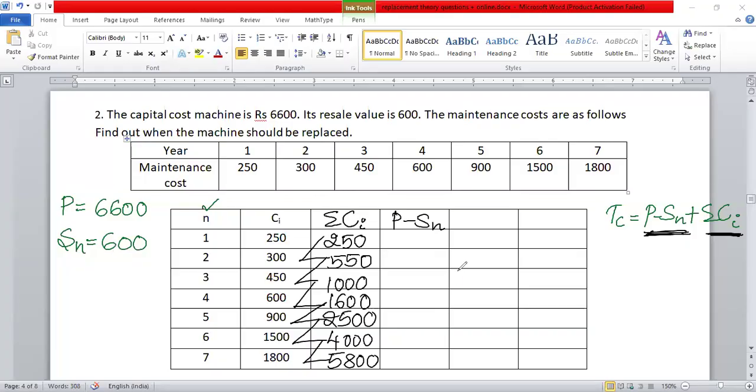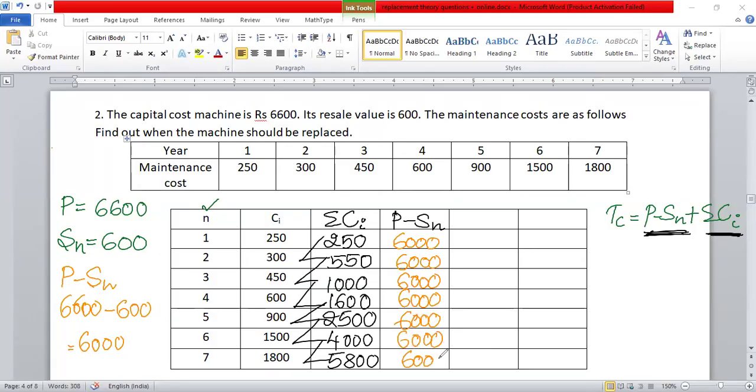Now P minus S of N. Look at that, P value is only one value, S of N is only one value. So what to do? We need to subtract P minus S of N. 6,600 minus 600, so finally we'll get 6,000. So 6,000, I should write constant in the column. So that is called 6,000.